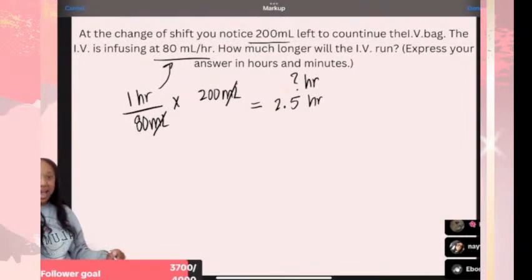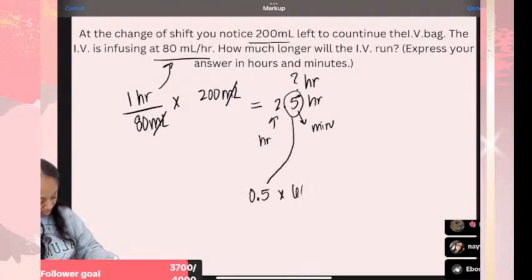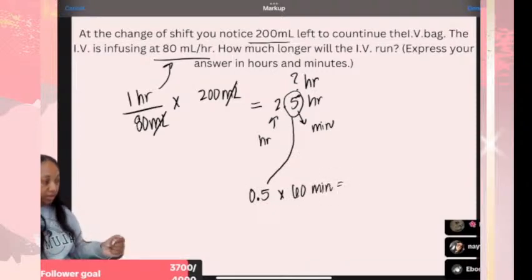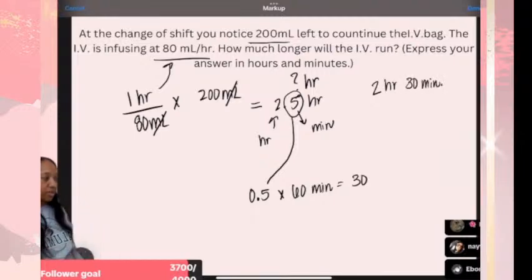So this is hours. It says to answer in hours and minutes. So this is the hour part. This is the minute part. Okay? So, in order to find how many minutes, you will take this part right here, so 0.5, and multiply it times 60 minutes. Okay? And that's going to be 30, because 0.5, which is half of 60, is going to be 30. So, it takes 2 hours and 30 minutes to complete the rest of the bag.